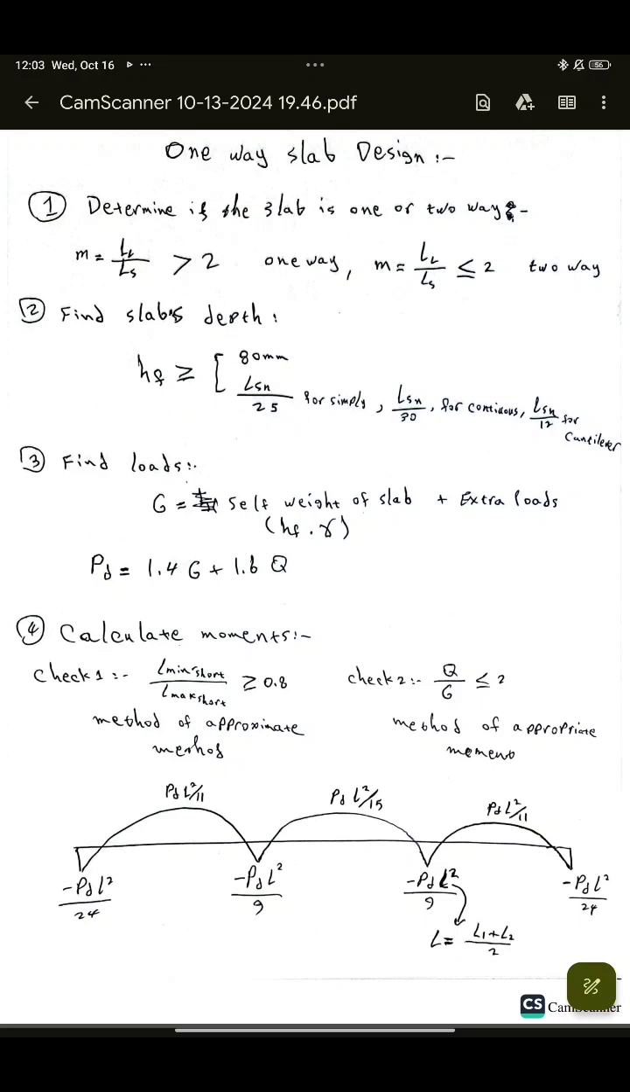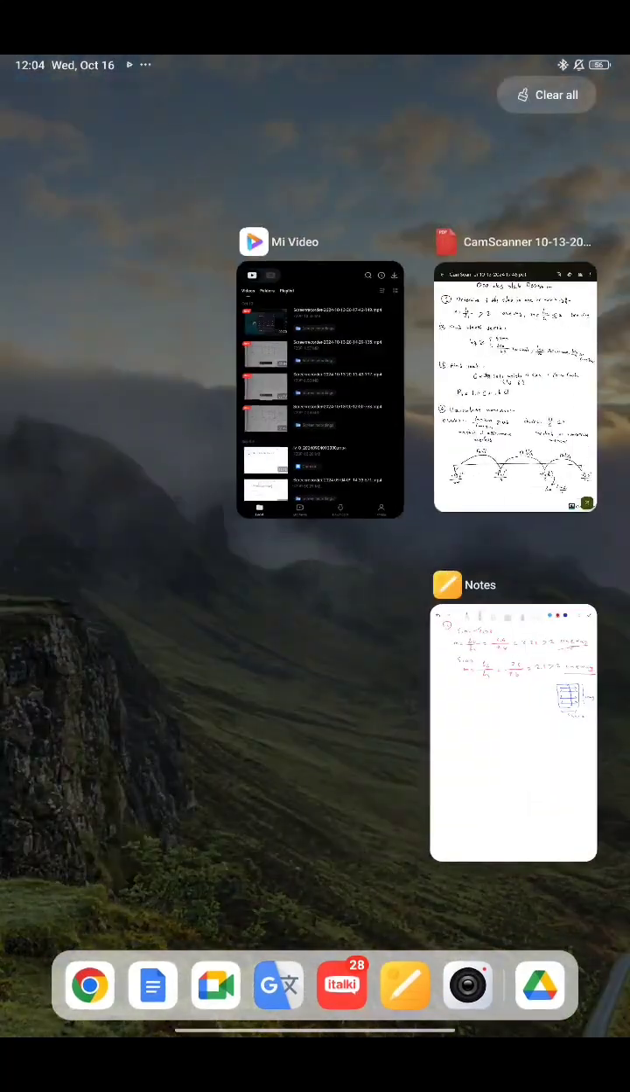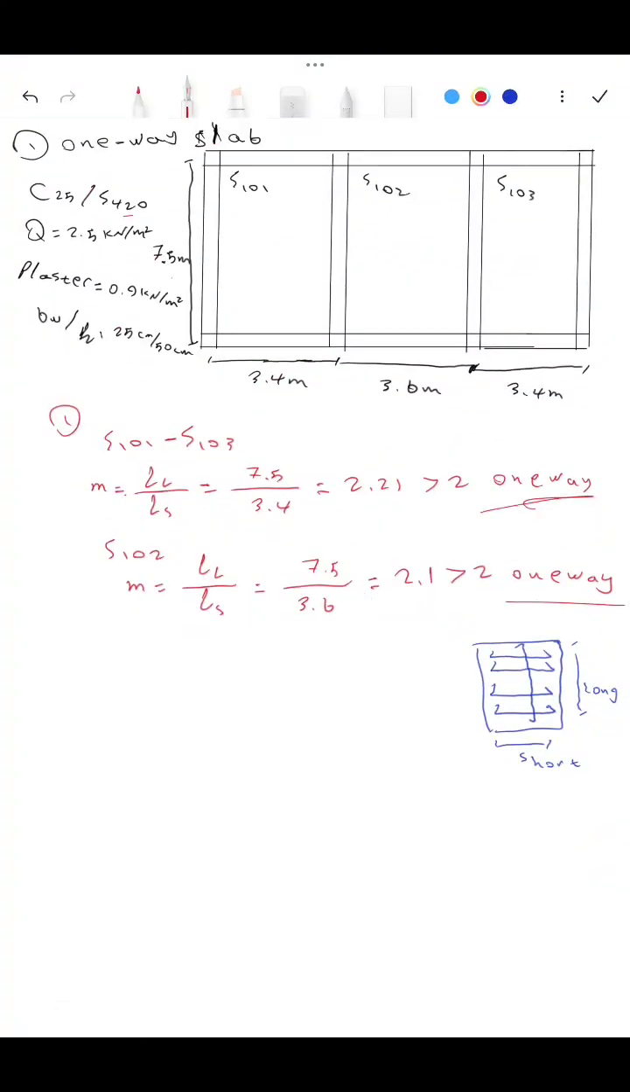And the other point is the formula that we will use. Lsn is the span of the slab, divided by 25 is for the simply supported slab. Lsn divided by 30 is for the continuous slab. Lsn divided by 12 is for the cantilever. Okay, in this case, these two we will consider them as simply supported, because they are connected from one side only, like S101 is connected with S102 only from one side.